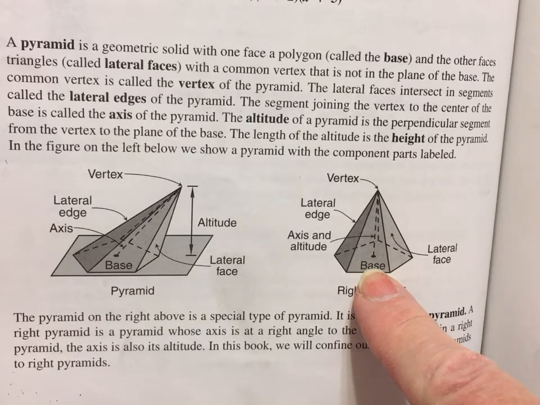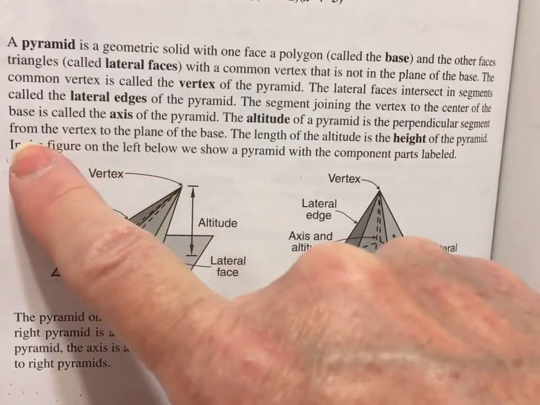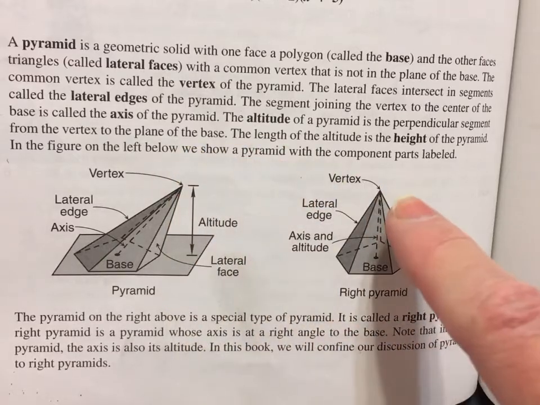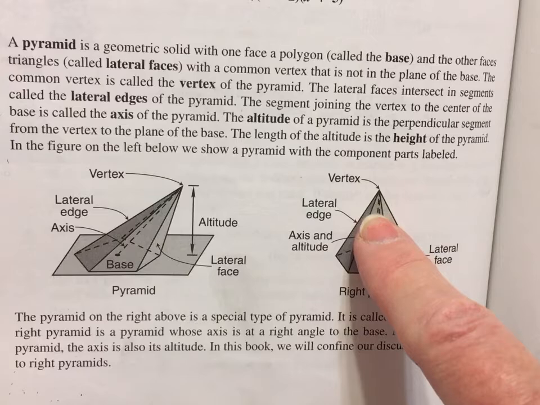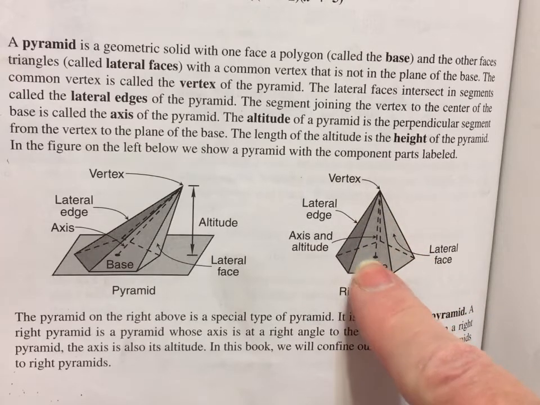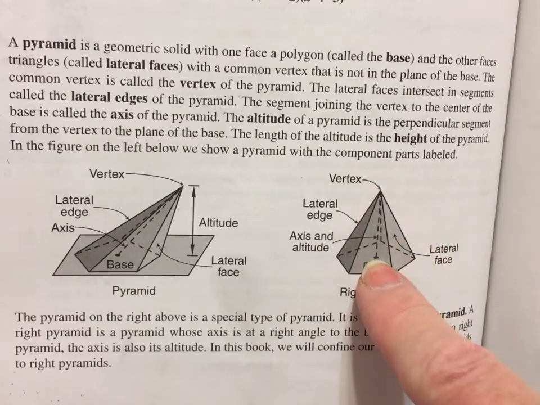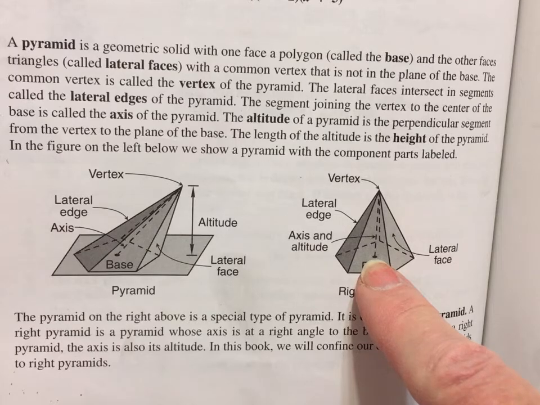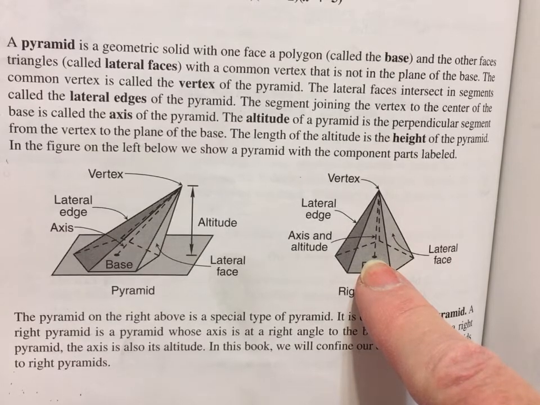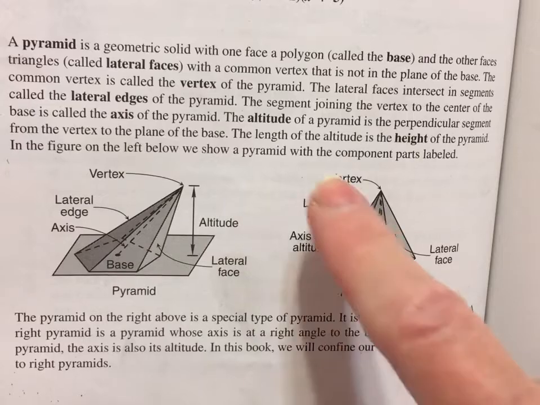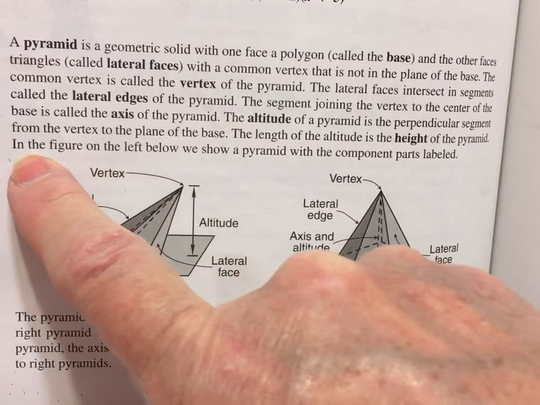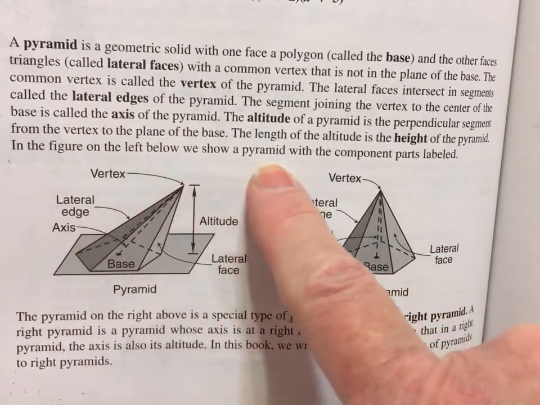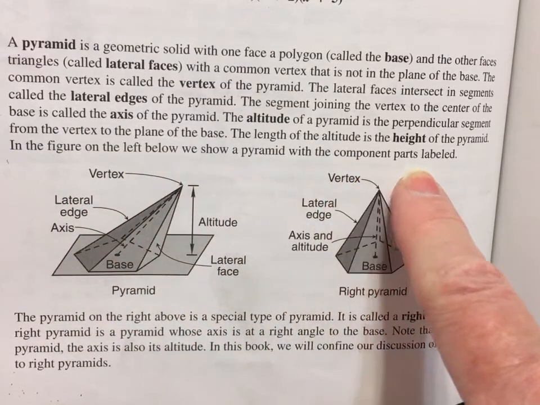And then the altitude of the pyramid is the perpendicular segment from the vertex to the base. So here we go, this right here, that little dotted line that goes straight through from the base up to the vertex is called the altitude of the pyramid. And another name for altitude might be height. The length of the altitude is the height of the pyramid. In the figure on the left below, we show a pyramid with the component parts labeled.